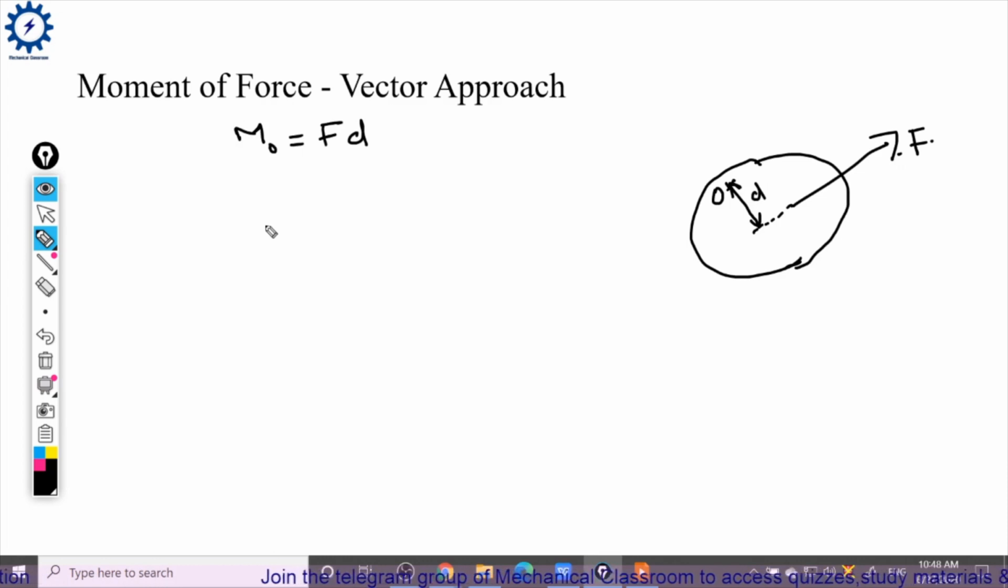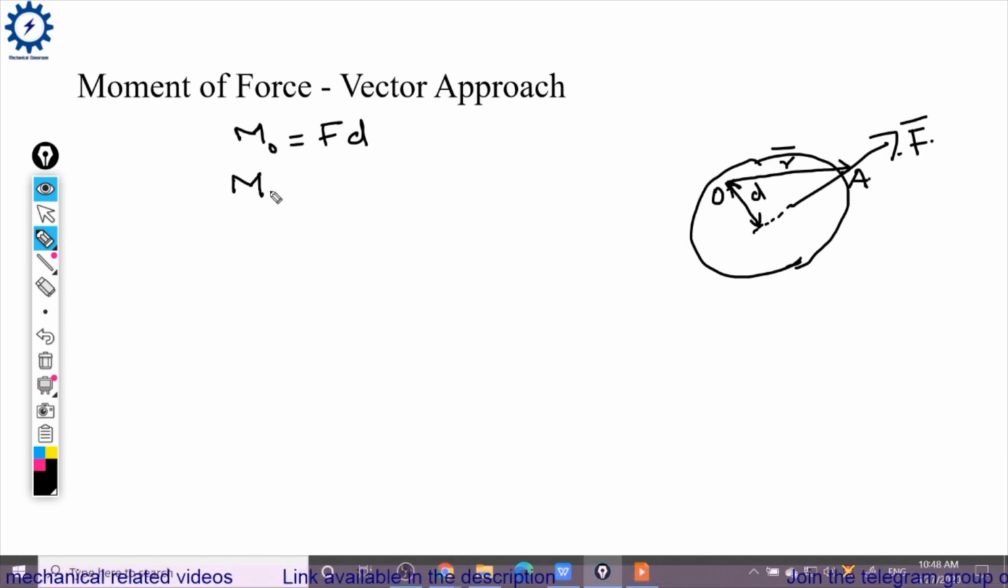Now, let's consider vector approach. In order to apply vector approach, we need to define a position vector R bar. Let R bar be the position vector, and position vector is running from moment center O to a point on the line of action of the force F, that is at point A. So, according to vector approach, we can write moment as R cross F.